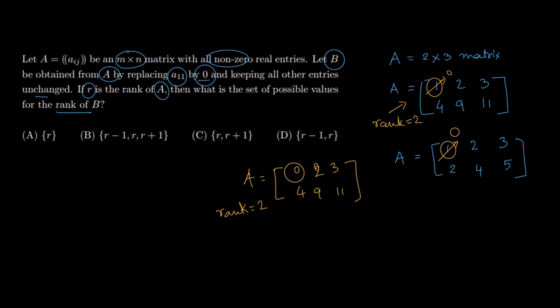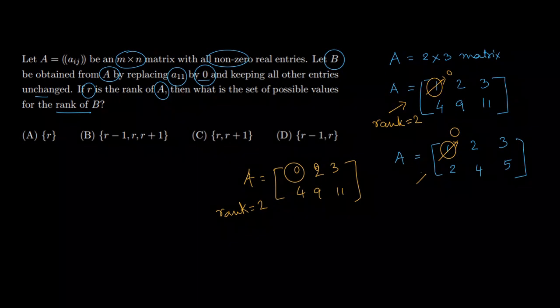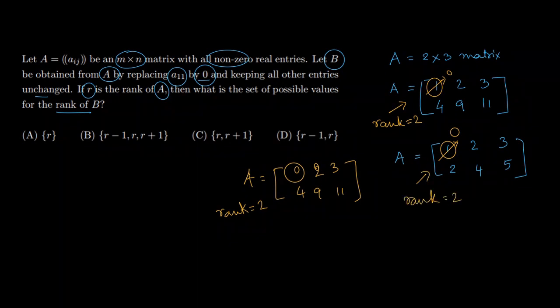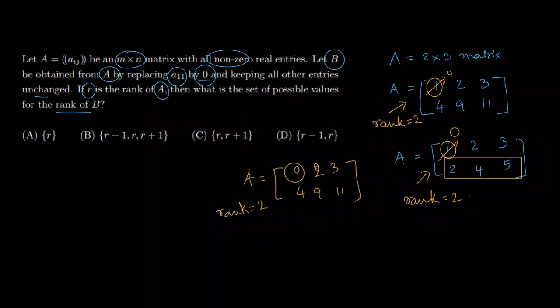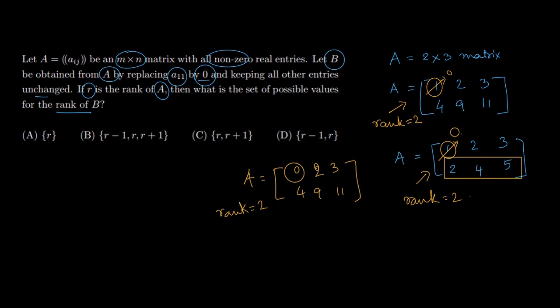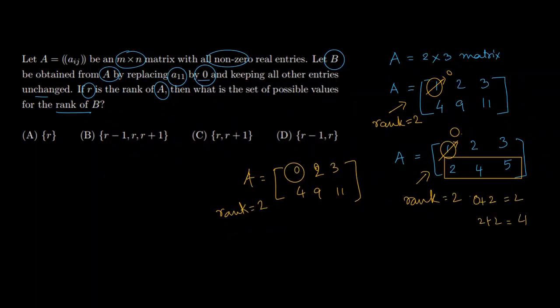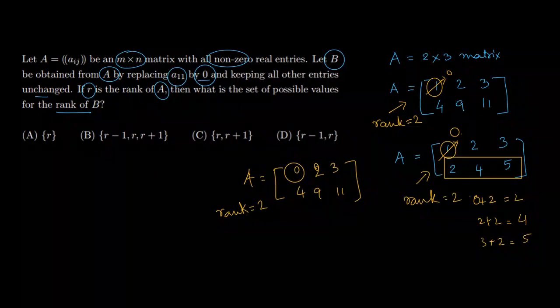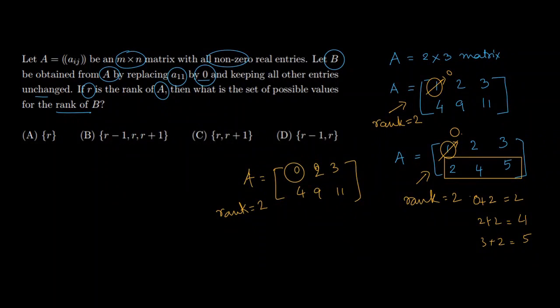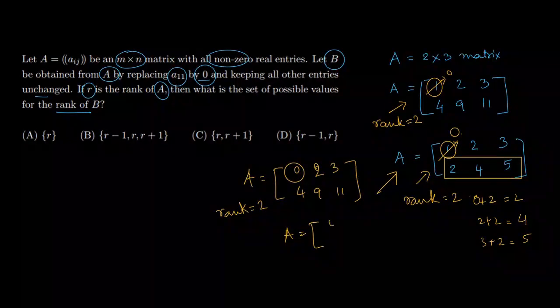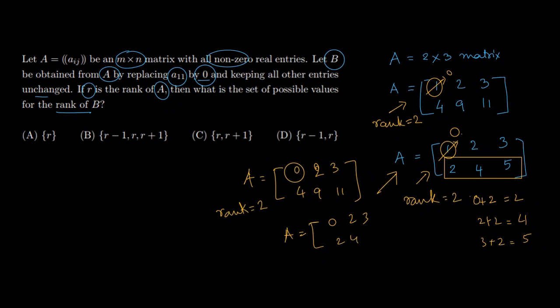But what about the second case? In the original form of the matrix, the rank was 2. But when I replace it with 0, the second row becomes a dependent row because the second row can be derived by just adding 2 to the elements of the first row. So 0 plus 2 becomes 2, 2 plus 2 becomes 4, 3 plus 2 becomes 5. This means there is only one independent row. That means the rank of this matrix after it is changed with a 0 is 1.